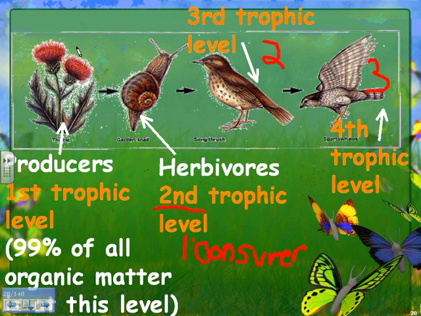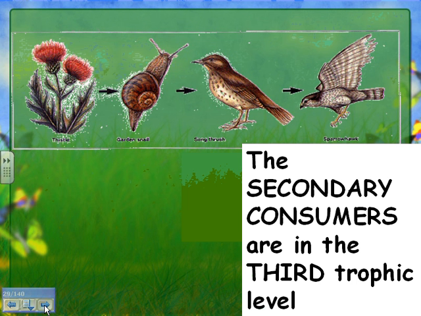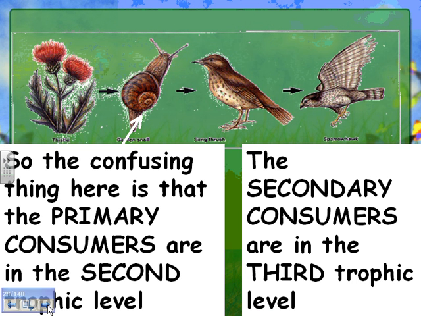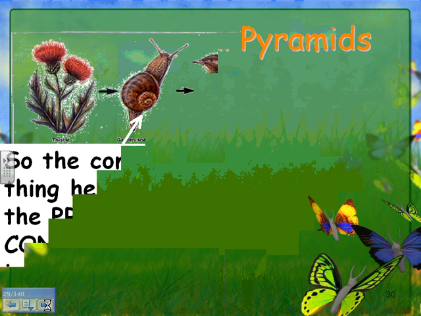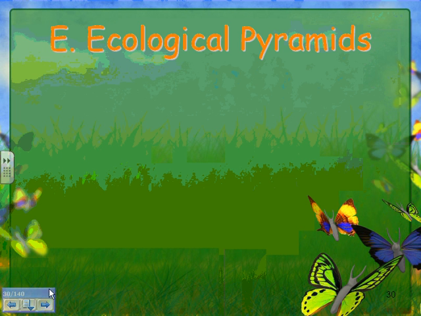So with trophic levels, you just start in a different place. You start with the producers. So the secondary consumers are in the third trophic level, for example. The confusing thing here is that the primary consumers are in the second trophic level. I just said that. Anyway, don't worry about it too much. The important part out of the whole trophic level thing is that you understand ecological pyramids.